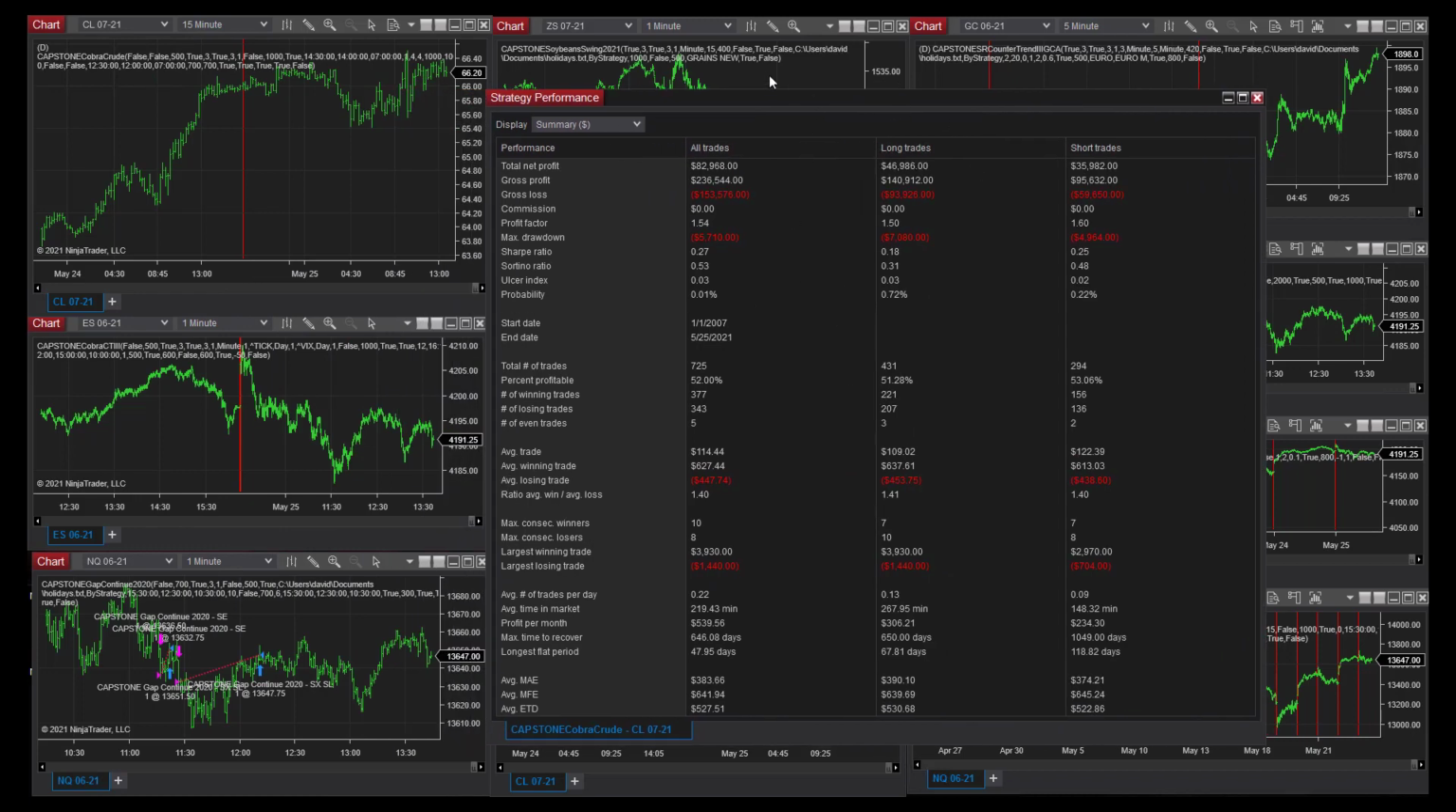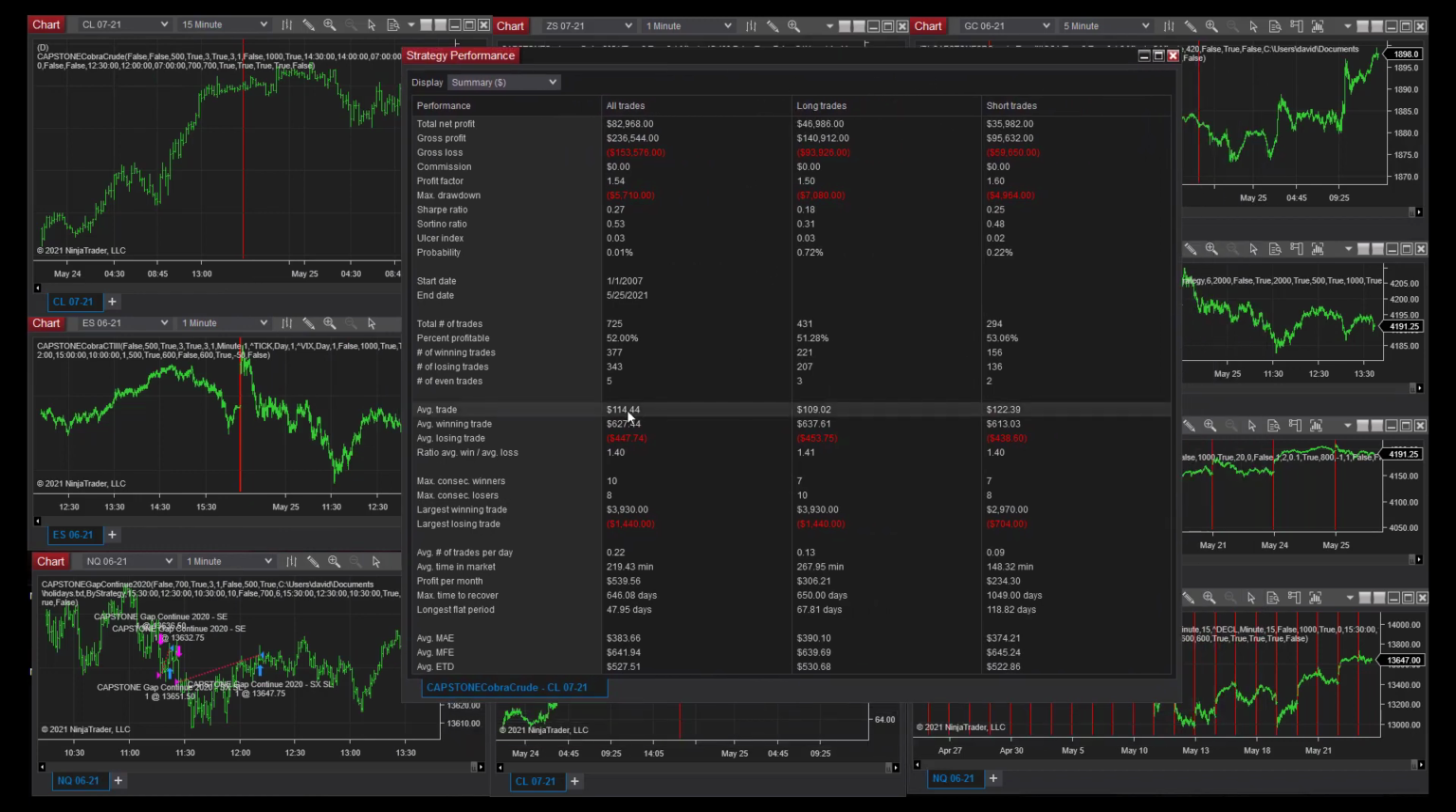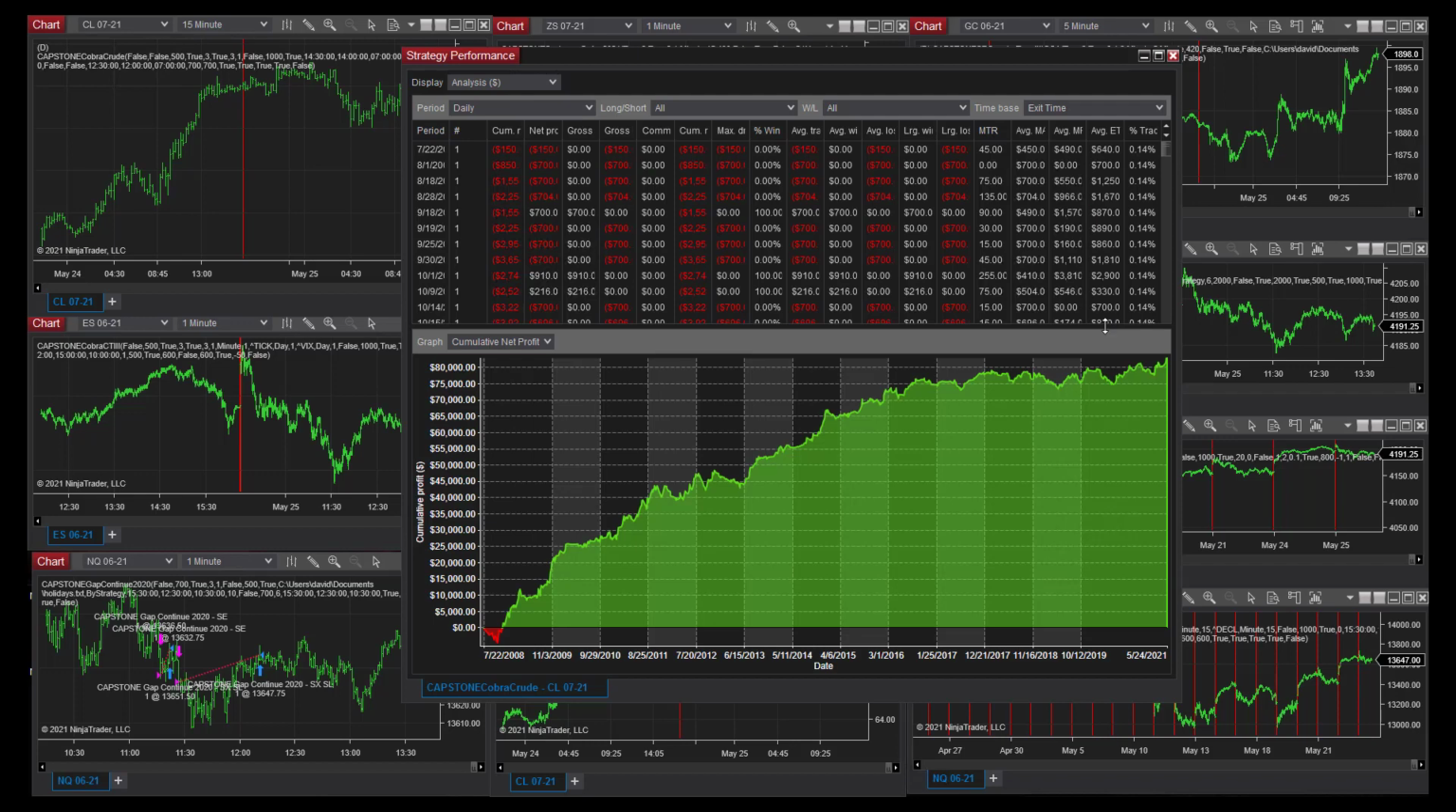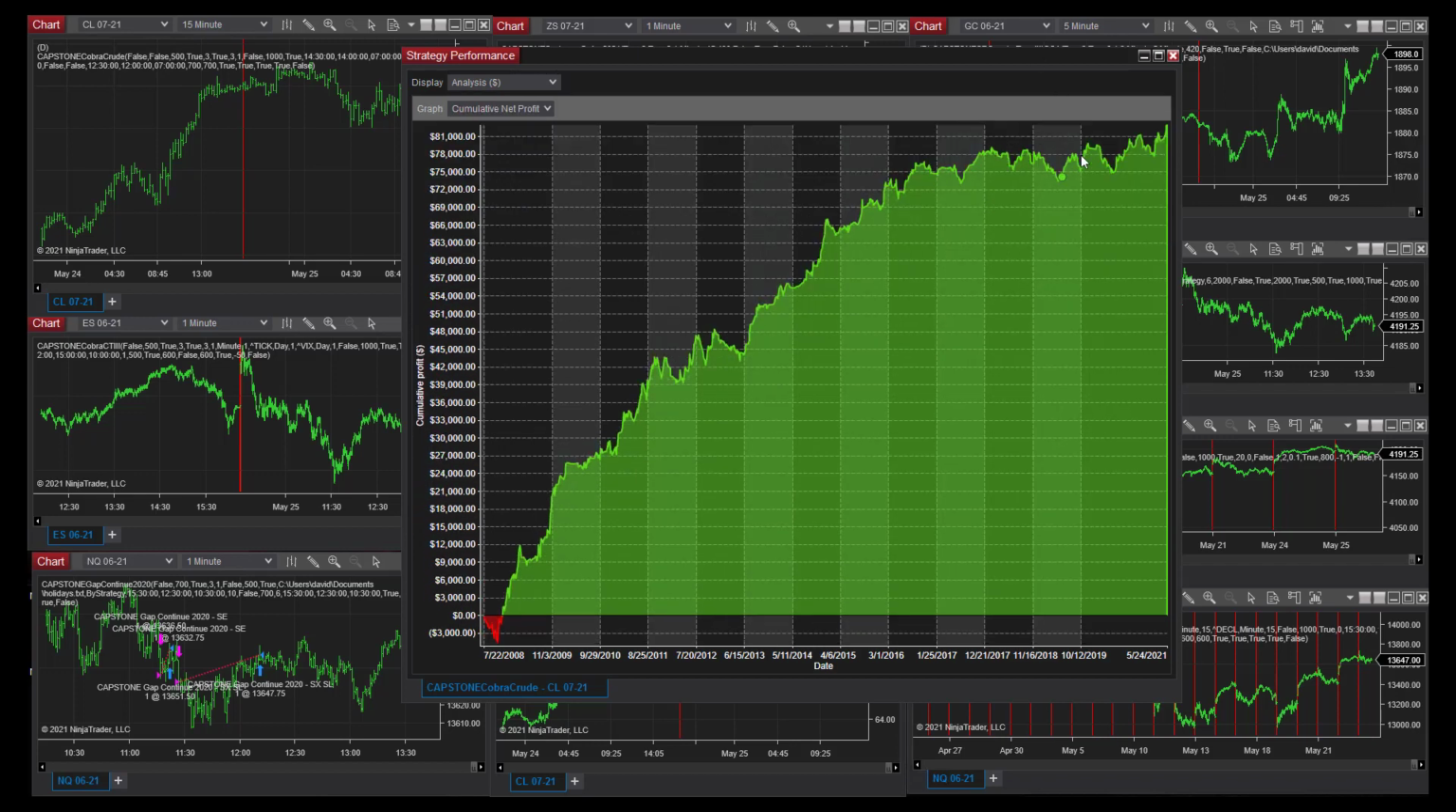These results in Ninjatrader, $114 average trade profit for Cobra Crude back to 2007. So you're testing this back to 2007, and you see the equity curve kind of went flat for a while. It's starting to break out to new equity peaks right here.